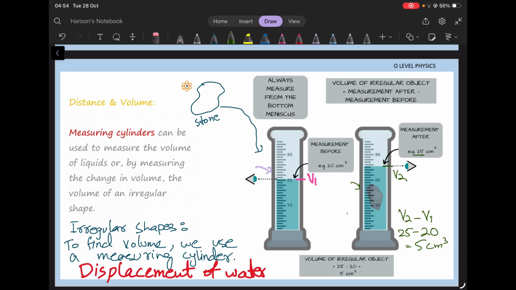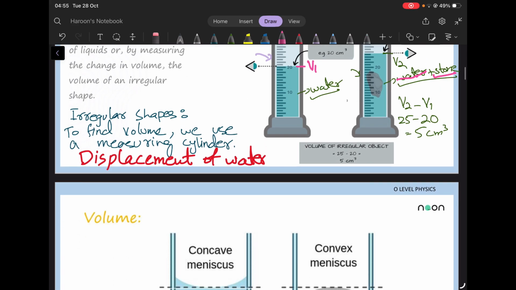So this was water only, and this was water plus the irregular object, which in this case is the stone. When I take this reading and I subtract this one, this removes the water part from it, and when this water part is removed, the only part that is left is the volume of the stone. So that would give us the final answer in this particular case. So final minus initial, basically.